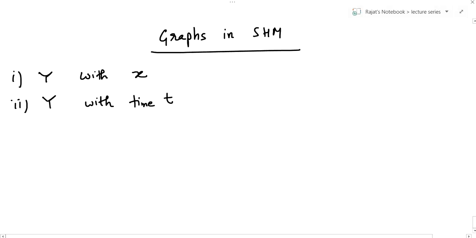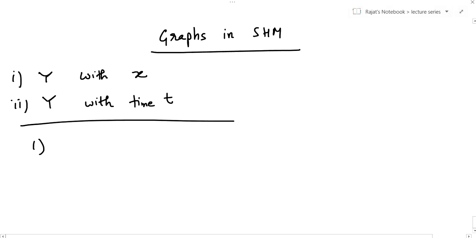As I've already told you, if you remember, I solved for various quantities in terms of x. So velocity as a function of x, or the potential energy as a function of x, kinetic energy as a function of x, acceleration as a function of x, and then I tried to solve these expressions as a function of time t. When I was solving as a function of time t, sinusoidal functions were derived. So let's see how the graphs will vary.